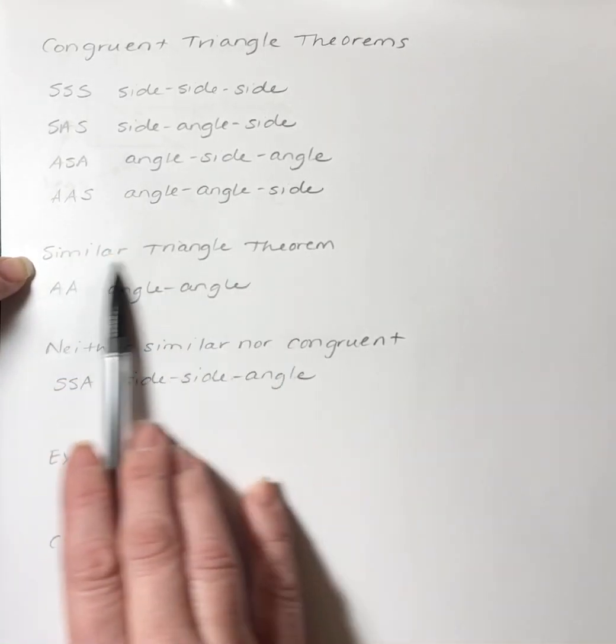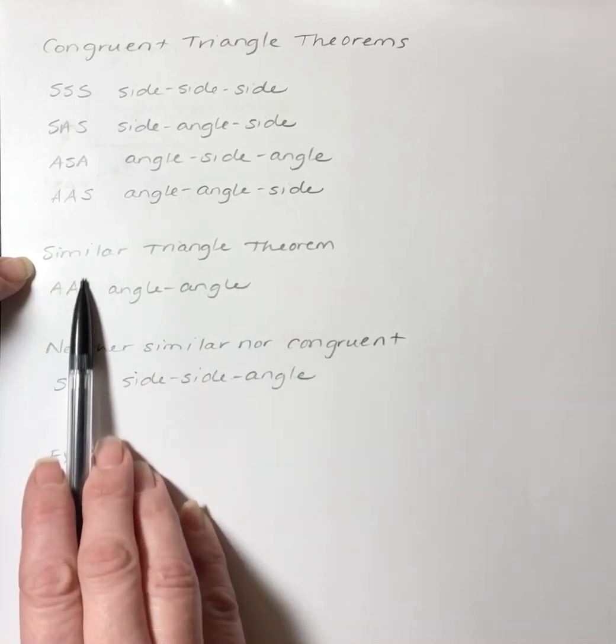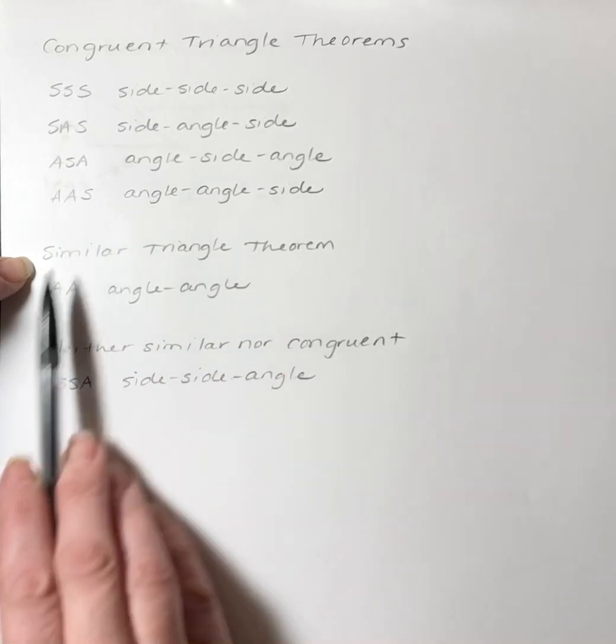Similar triangle theorem, we've already talked about this. If two angles are congruent, then the two triangles are similar.